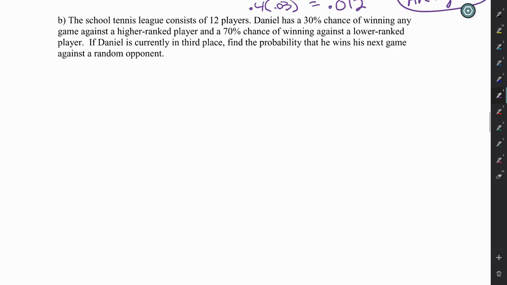The school tennis league consists of 12 players. Daniel has a 30% chance of winning any game against a higher ranked player and a 70% chance of winning against a lower ranked player. If Daniel is currently in third place, find the probability that he wins his next game against a random opponent. So the first thing we have to do is figure out whether the person he's playing is higher ranked or lower ranked.